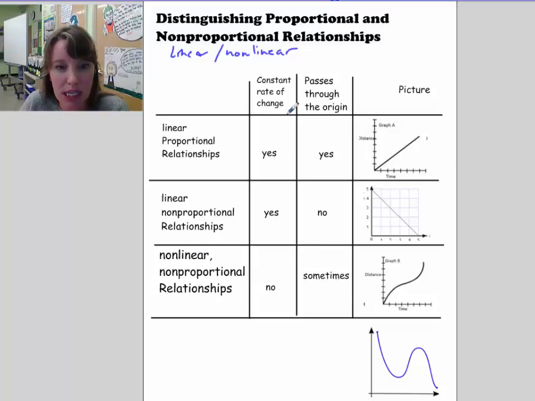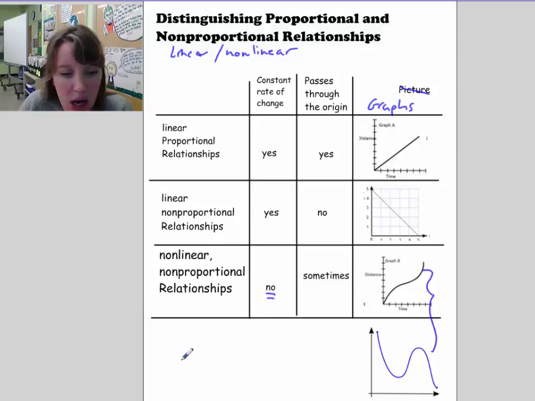Now, what you're going to see is that I have three categories here. I have constant rate of change, passes through the origin, and I'll write this as graphs. When you have curves, what you're going to notice is that the rate of change between curves is not constant. So that's actually what distinguishes a curve from a line. And I want you to recall that in math class, when I say line, I always mean straight.